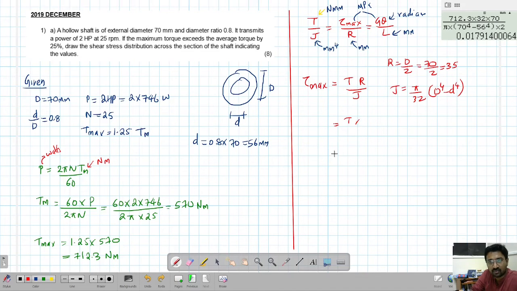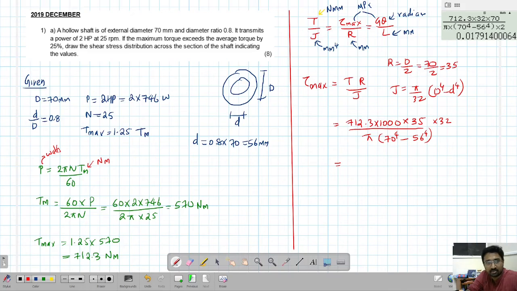So value of T, always remember, don't forget that T should be in Newton millimeter here. So this will be 712.3 times 1000. This is the value of T. Value of R is 35, divided by J. So J is pi into capital D raised to 4, capital D is nothing but 70, 70 raised to 4 minus 56 raised to 4, by 32. So this 32 will go up. Okay, so this is what we have to find.